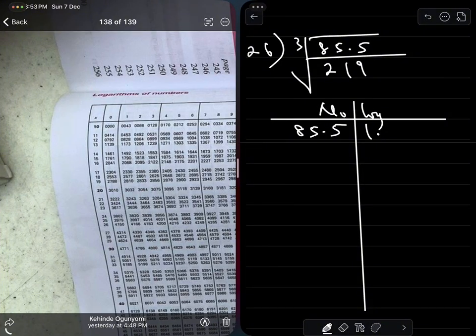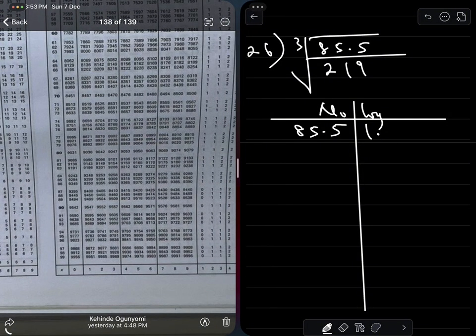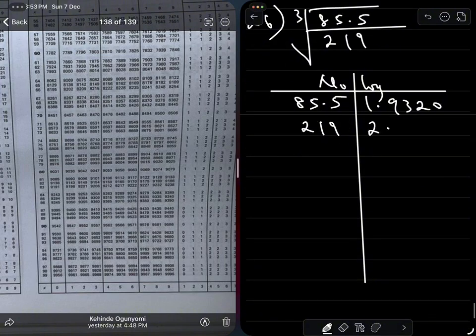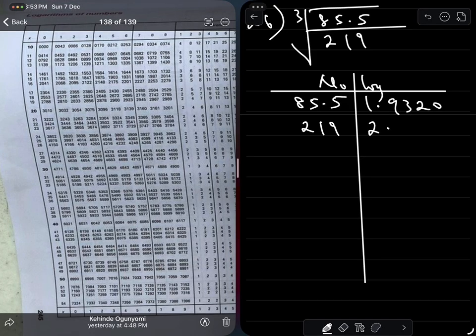Log 85 under 5. See that, 85 under 5: 0, 1, 2, 3, 4, 5. 9320. The second number is 219. What's the characteristic of the logarithm of 219? 2. We have 2. That's 21 under 9. Log 21 under 9. 21, that's it here. Under 9: 3404.